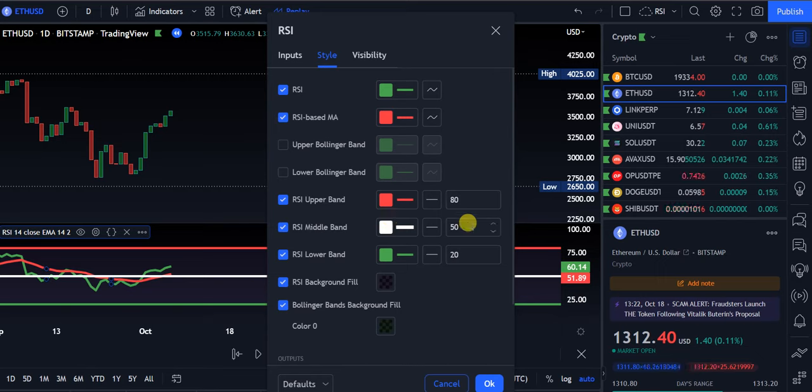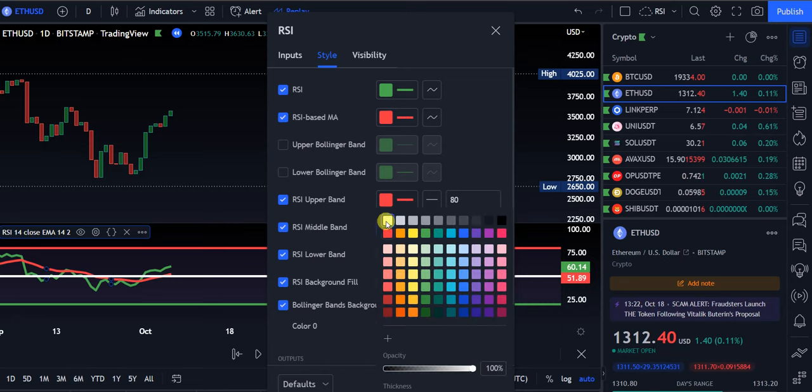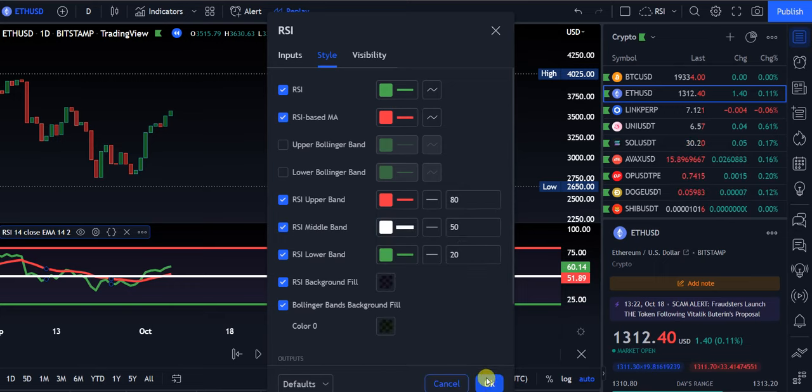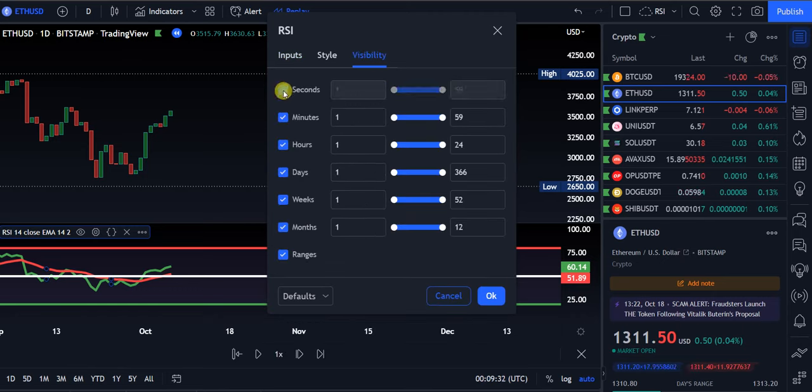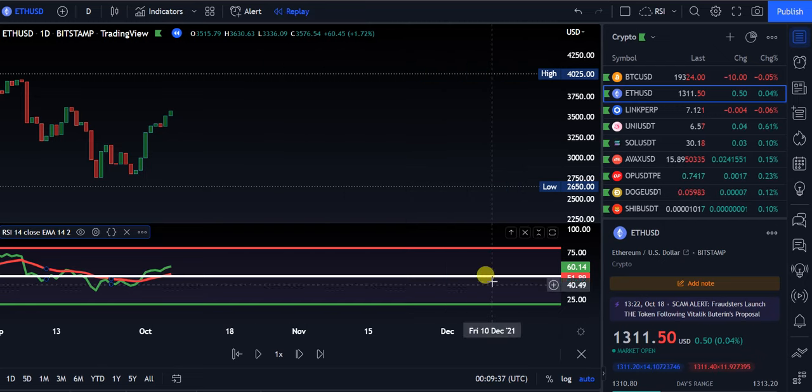At the bottom, change to 20 and 80 from 30 to 70, and change the middle one, which is 50, but I changed the color to this one, and also the thickest. Other than that, we have the moving average. I changed it to EMA and left 14 and 2, and for visibility I just like to remove everything. It doesn't really do anything. Okay, so those are the settings.